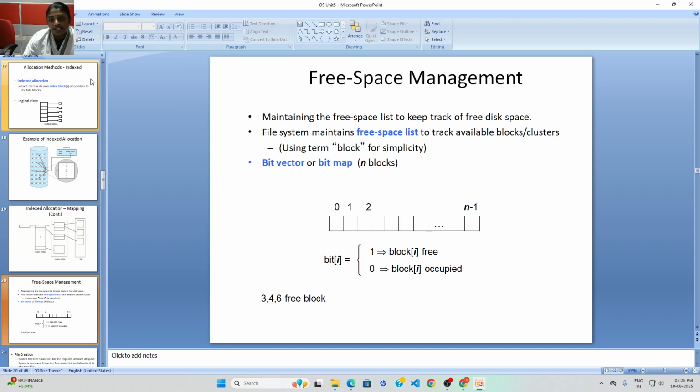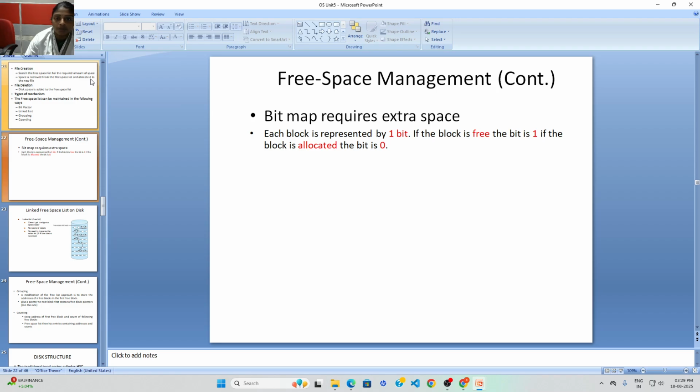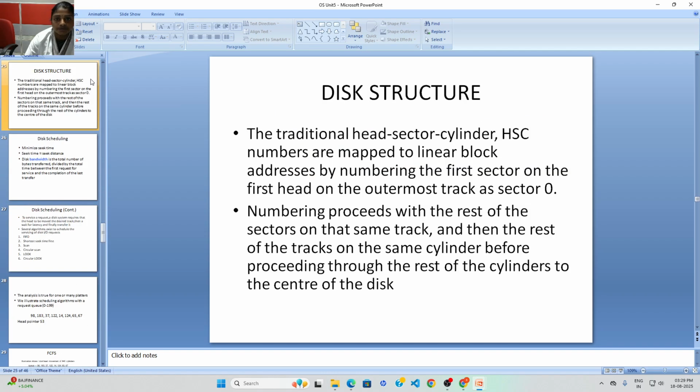Next, free space management. The free space management is continued in the disk space. It is called a bitmap and bit vector. Next, what are the types of mechanism? Bit vector, linked list, grouping, and counting. These are the types of mechanism. The bitmap is required if we have many free space values like 0 bit, 1 bit values.